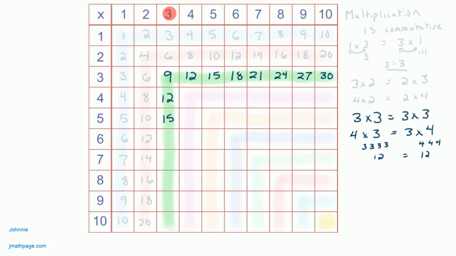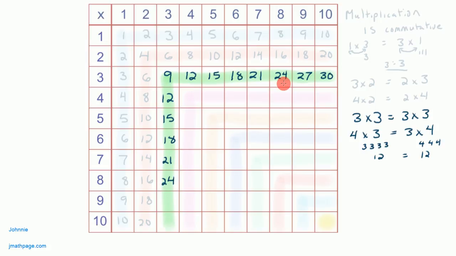6 times 3 is the same as 3 times 6, 18. 7 times 3 is the same as 3 times 7, 21. 8 times 3 is the same as 3 times 8, 24. Do you see how the numbers are lining up? There's symmetry to this, isn't there?